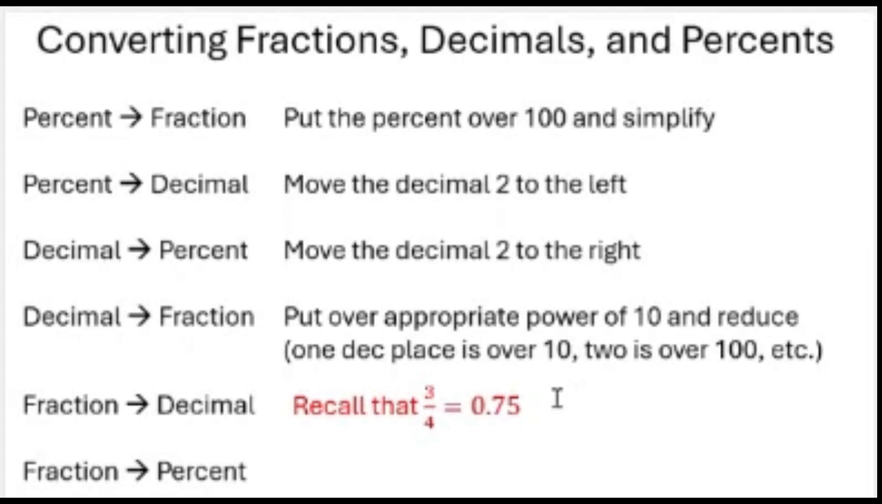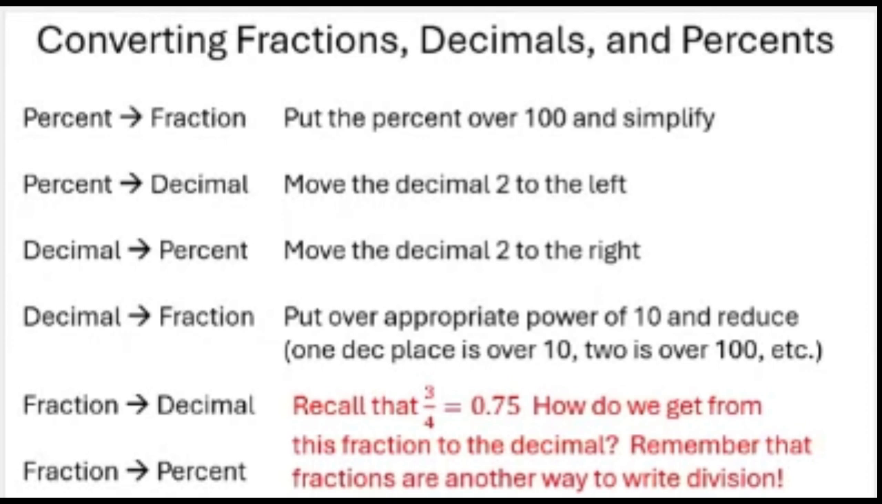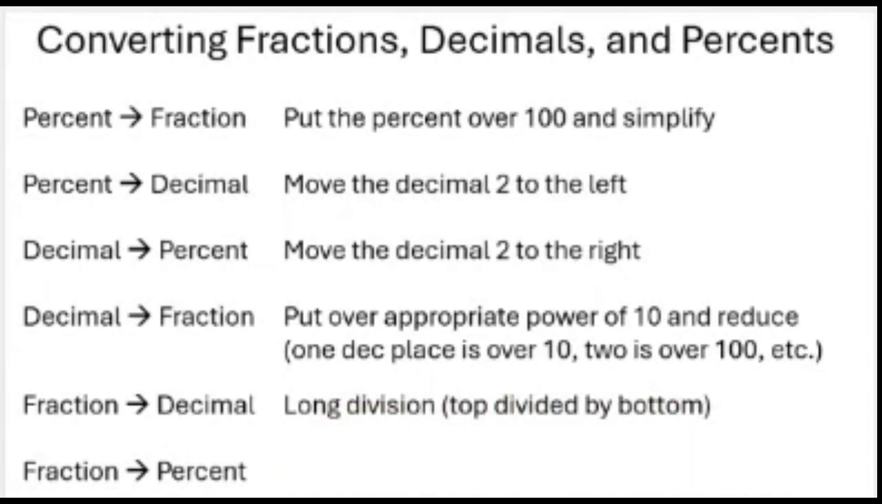How the heck are you going to do that? If I give you the 3/4, how do you come up with 0.75? Other than maybe, because 3/4 is a nice fraction, we're familiar with 75 cents, right? If it wasn't nice numbers like that, how do we get from the fraction to the decimal? And the trick here is to remember that fractions are really just another way to write division. So 3 over 4 is actually 3 divided by 4.